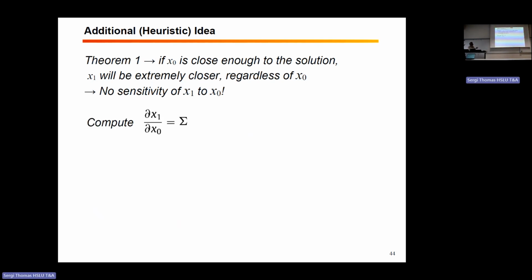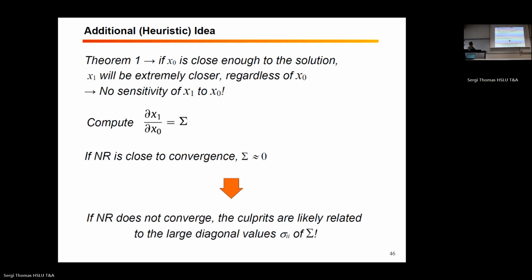So we can actually compute the sensitivity after the first iteration with respect to the initial guess. This is some matrix sigma. And as I said, due to this theorem, if you're very close to convergence, this sigma will actually be zero. It's as if the function is locally almost linear. So it doesn't matter where you start from.